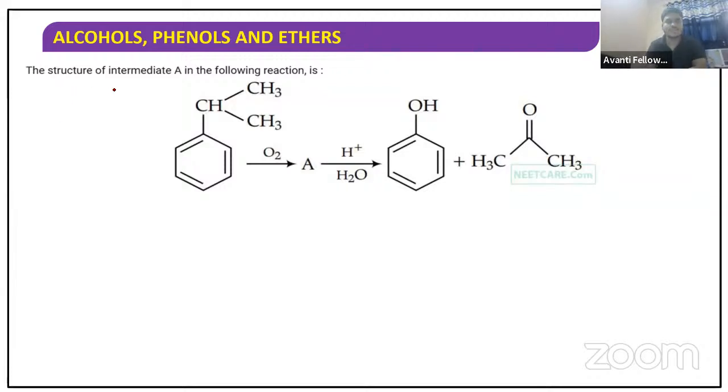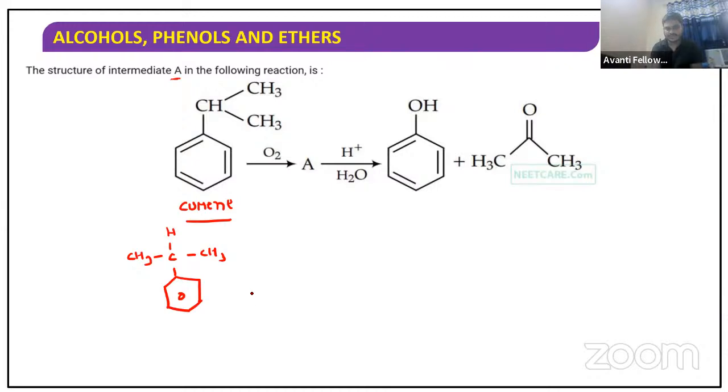They are asking what is the structure of intermediate A in the following reaction. So this we all know, this is cumene. They are asking the intermediate A. We know the reaction very well. We'll write cumene this way, that is CH3, CH3, and this is H. So their common name is isopropyl benzene.